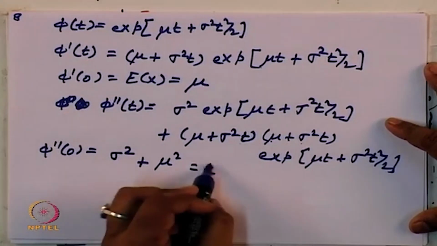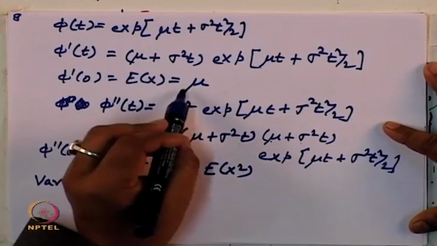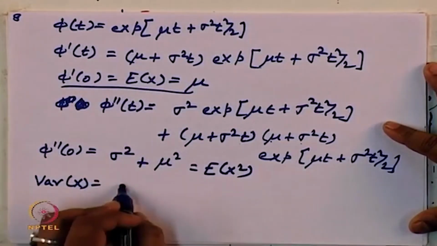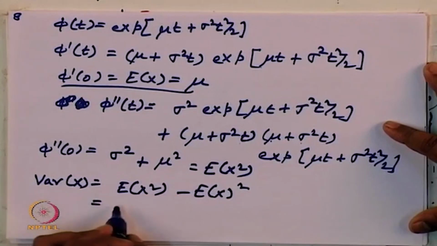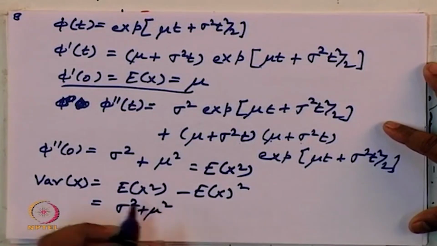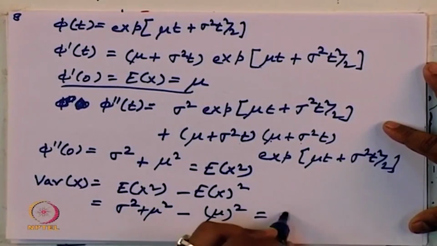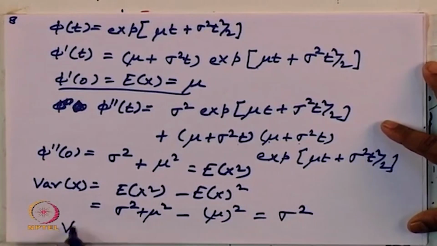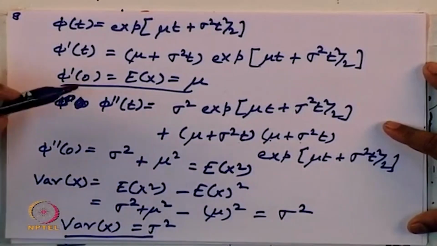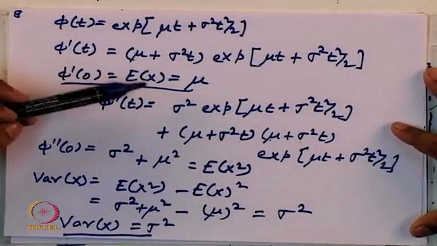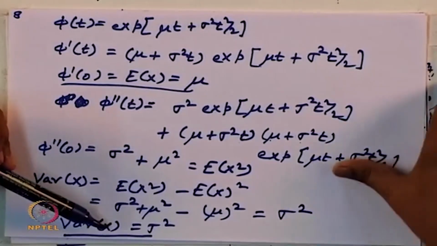So, this is nothing but E of x square. Variance of x, which we have already obtained, is nothing but E of x square minus E of x whole square, which is sigma square plus mu square minus mu whole square, nothing but sigma square. So, you get variance of x is nothing but sigma square. For a normal distribution, the mean is equal to mu and the variance is equal to sigma square.